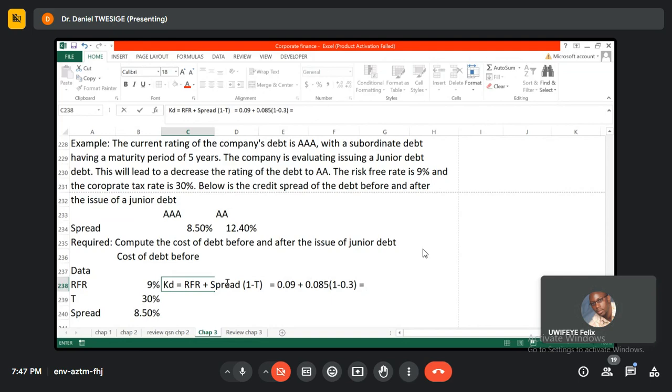It's 14.95%. So that's going to be the cost before the debt is issued. So what about the cost after the issue of another debt?